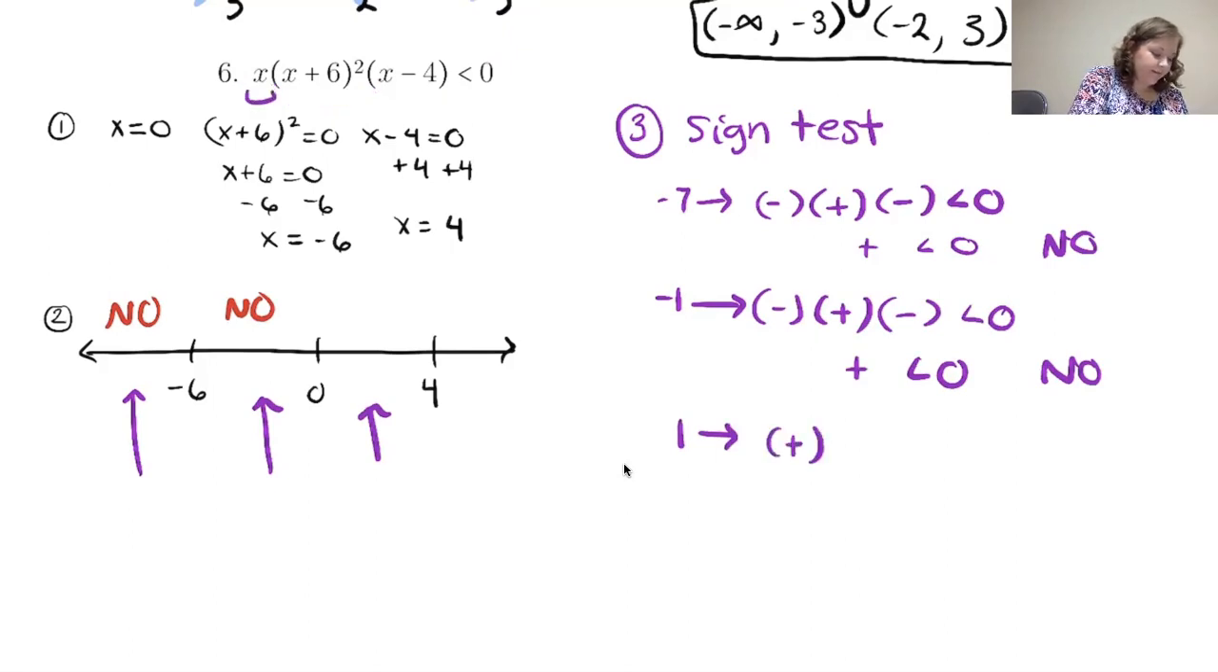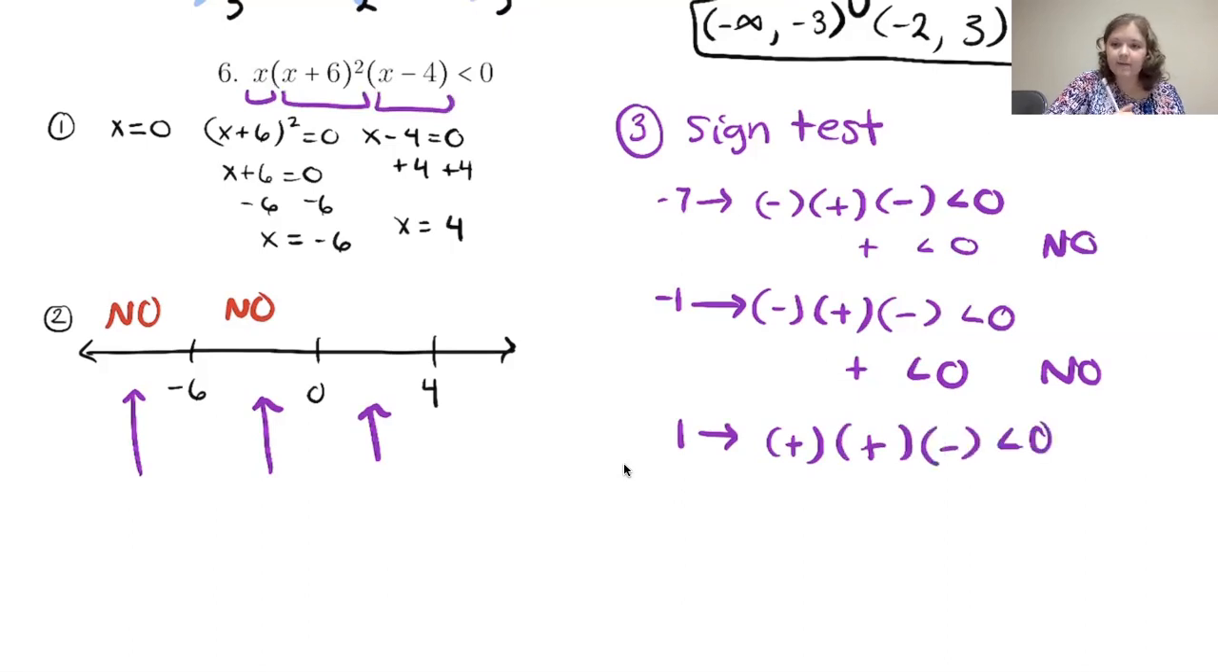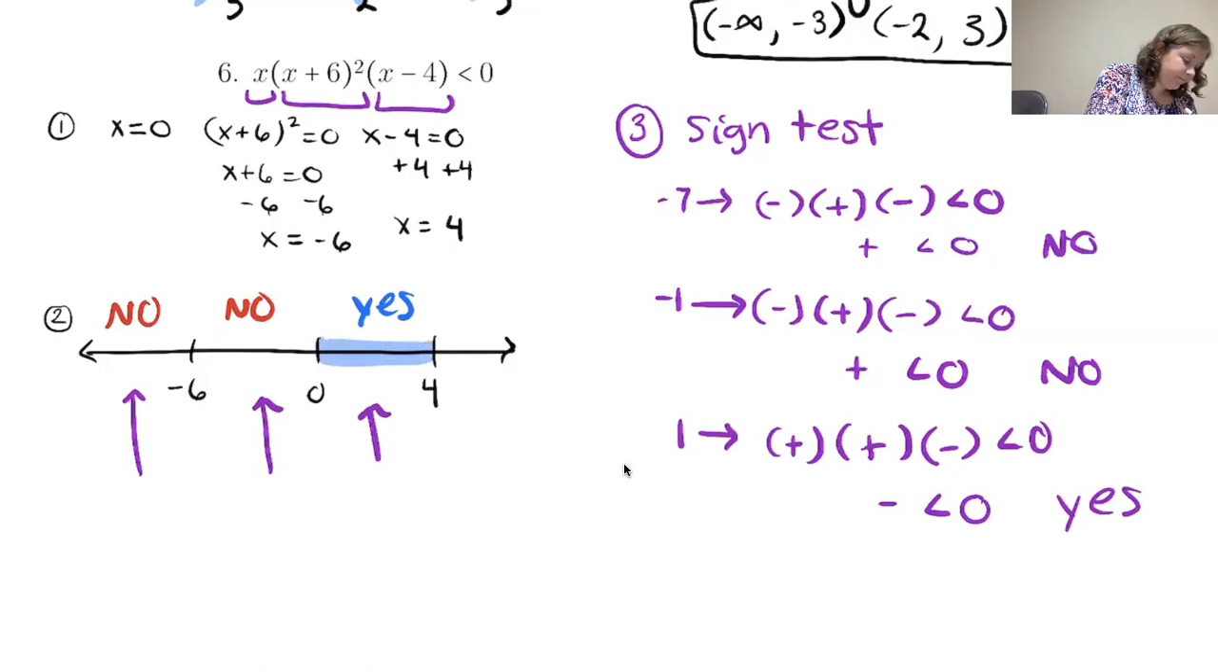1 is positive. Then the second term is squared, so positive. And then 1 minus 4 is negative. So is that less than 0? Positive times negative is a negative. So negative less than 0, that is true. Negatives are less than 0. So yes there. And shade the interval. Okay.